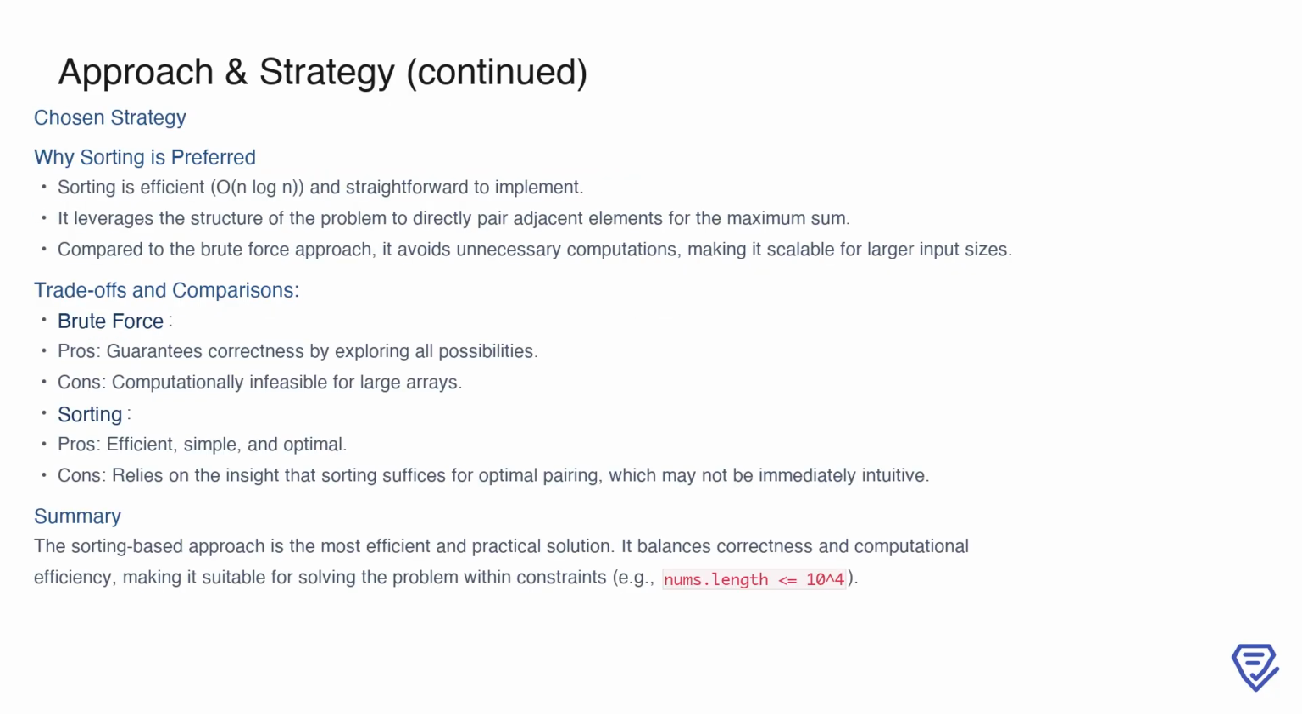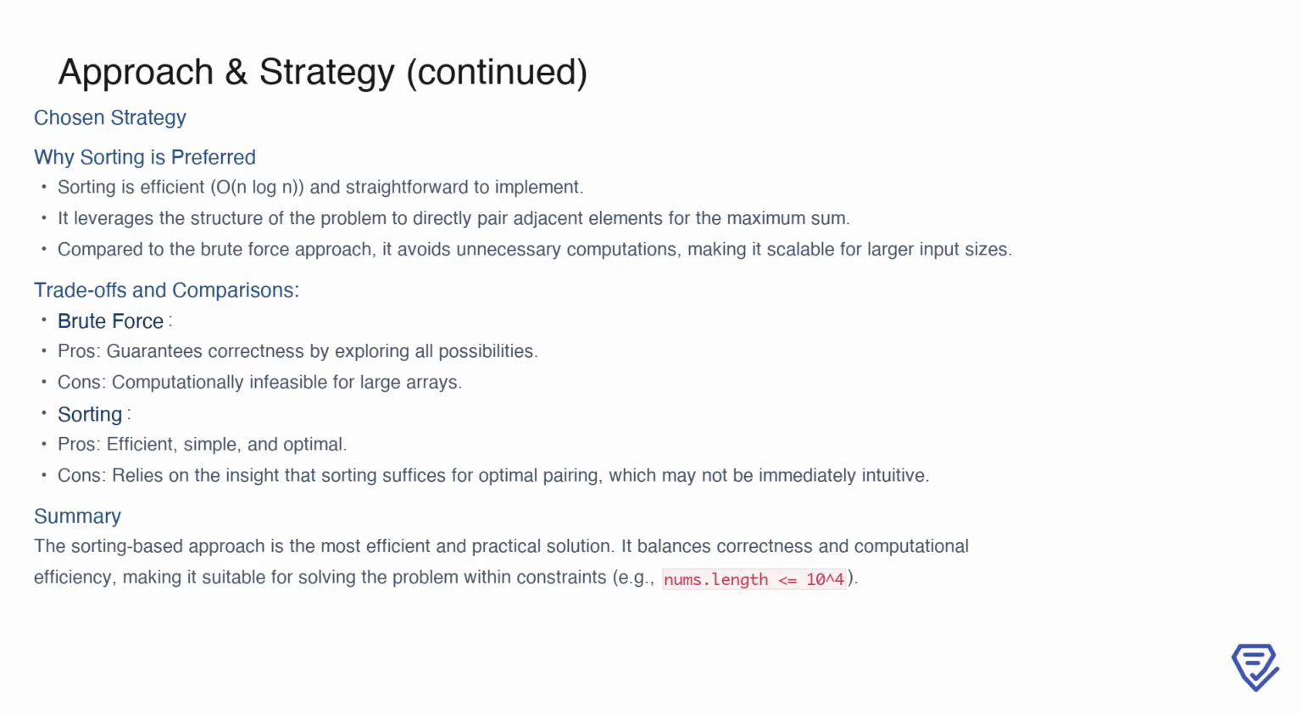Sorting emerges as the preferred strategy here because it is both efficient and simple to implement. With a time complexity of O(n log n), it scales well to larger inputs and directly leverages the structure of the problem to form optimal pairs. By pairing adjacent elements after sorting, we avoid unnecessary computations while still ensuring correctness. Compared to the brute force method, sorting is far more practical.